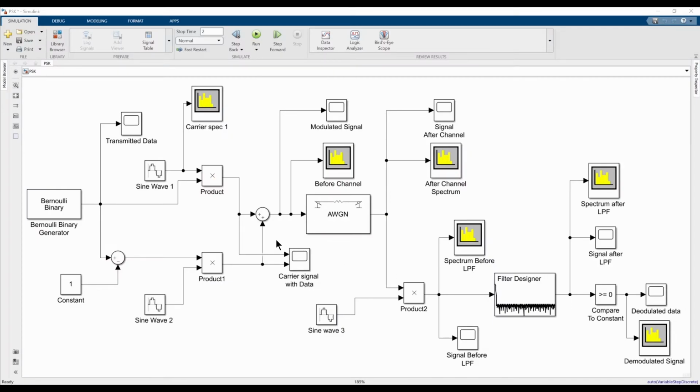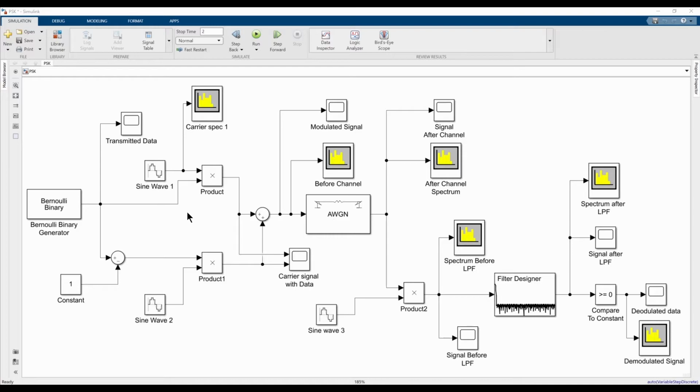Hello everyone. So in this part we will talk about the modulation and demodulation of PSK. Before starting this video, please watch the FSK video first, then it will be easier to understand. The whole Simulink block diagram is similar to FSK, but there is a little bit of change.